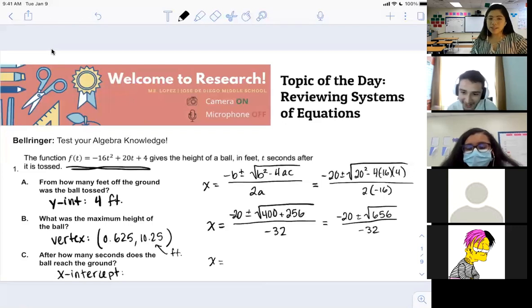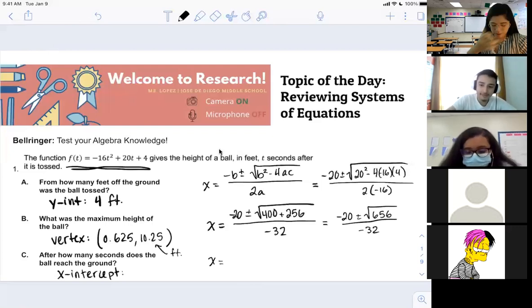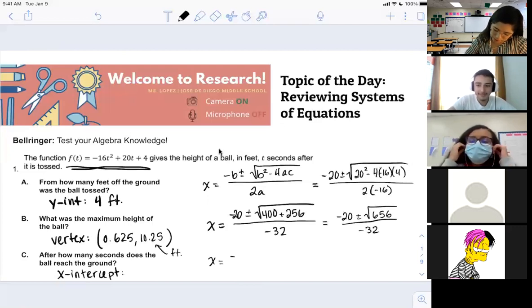In this problem, because this is a real world scenario, I can do decimals. So I'm going to keep this as a decimal. You said we got 25.6, right? About 25.6. All right, let's leave it as that. So this is negative 20 plus or minus 25.6 divided by negative 32.